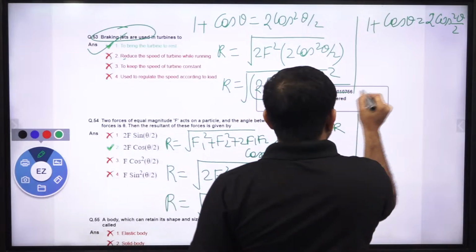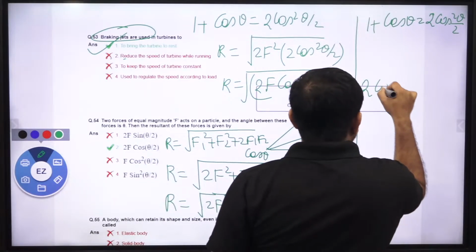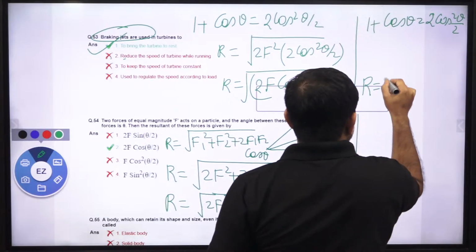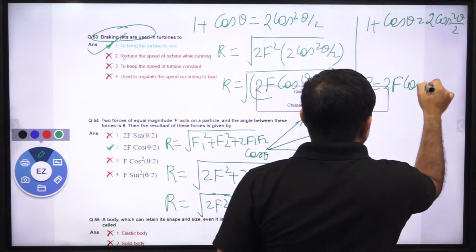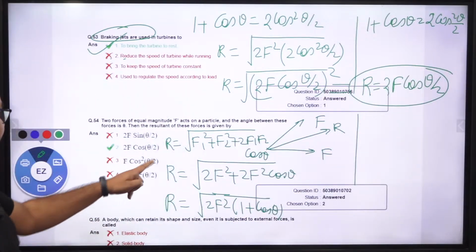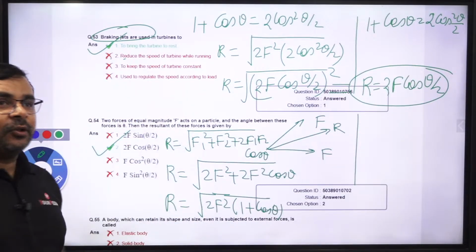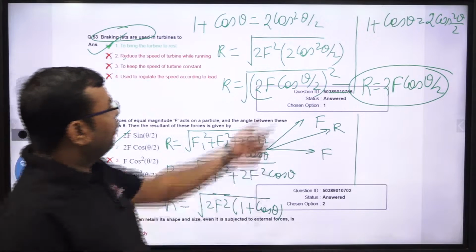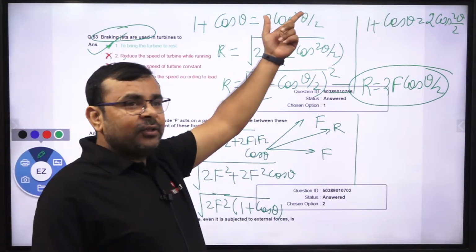And now if you solve this, then you will get f resultant, which is nothing but 2 times f cos theta by 2. So this is the correct answer: 2f cos theta by 2. Yes, option 2 is the right choice. Is it clear? So how do we get this result using simple geometry?